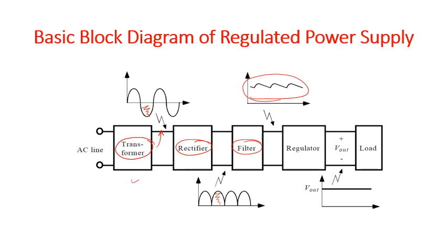So basically transformers you've already studied, rectifiers you will be studying in this session, filters you will be studying in the next session, and regulators you will be studying somewhere down the line. So by the end of analog electronics, you should be in a position to actually build a regulated power supply. So this could be some sort of a mini project for you.